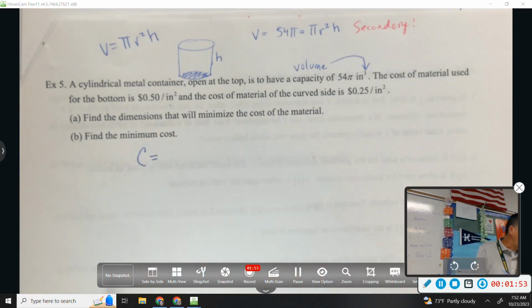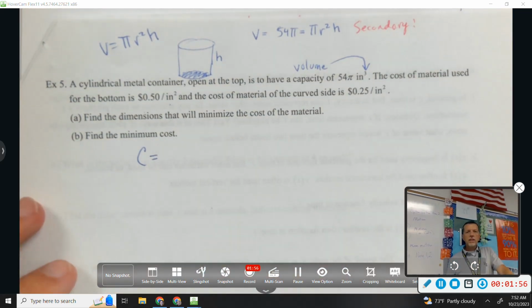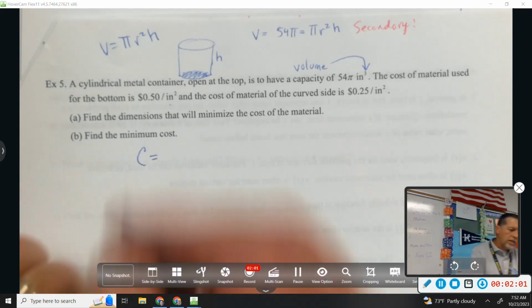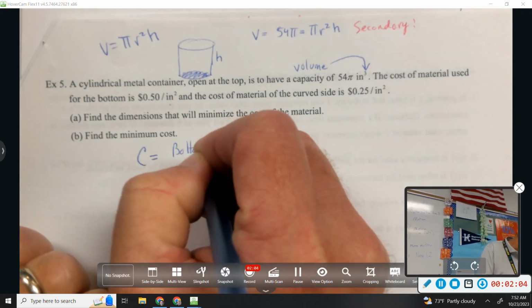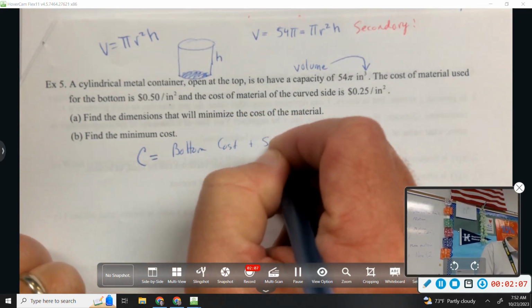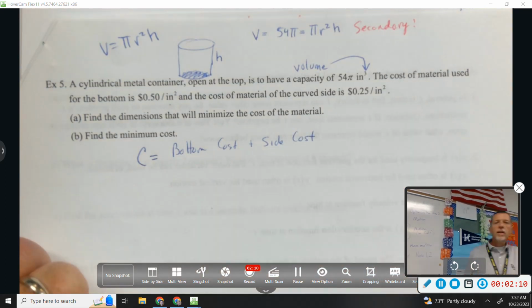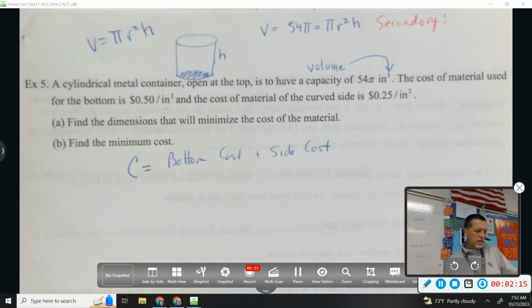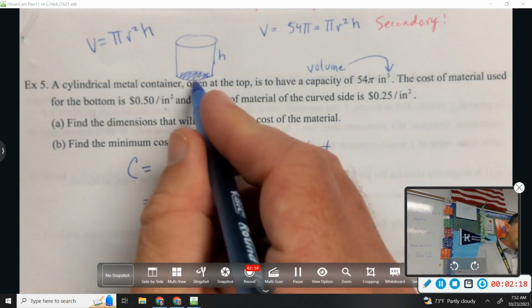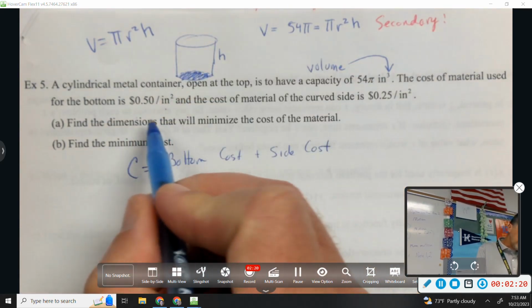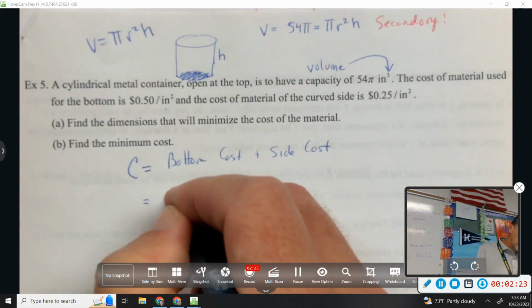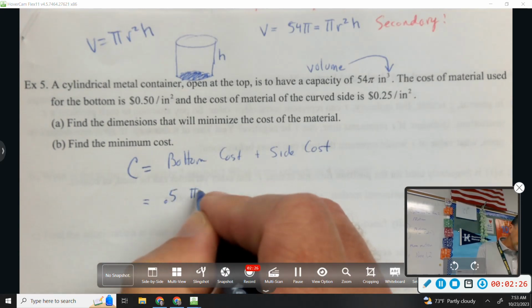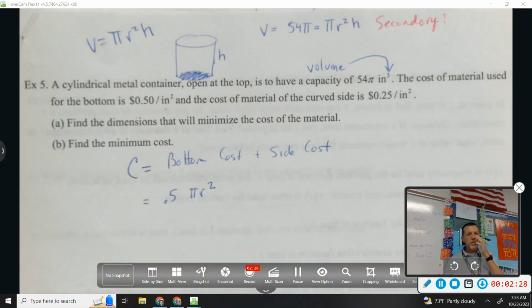Okay, cost of that thing. Let's see, minimize the cost of the material. Well, there's two sort of separate costs. There's the bottom cost and the side cost. Okay, so the bottom cost is the area of the base times 50 cents. So 0.5 times pi r squared. That would be the cost of the bottom.